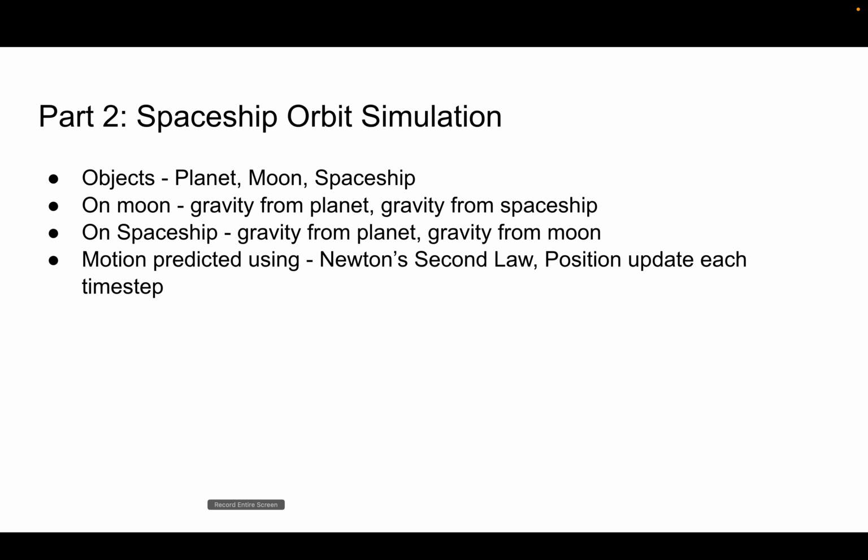During each step of the simulation, the program calculated all gravitational forces acting on the moon and on the spaceship. The moon experienced gravitational forces from the planet and the spaceship, while the spaceship experienced gravitational forces from both the moon and the planet. Using these, Newton's second law was applied to update the velocity and position of the objects over time.